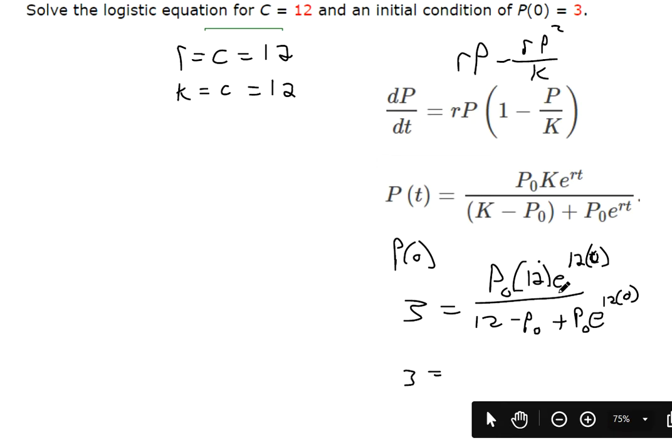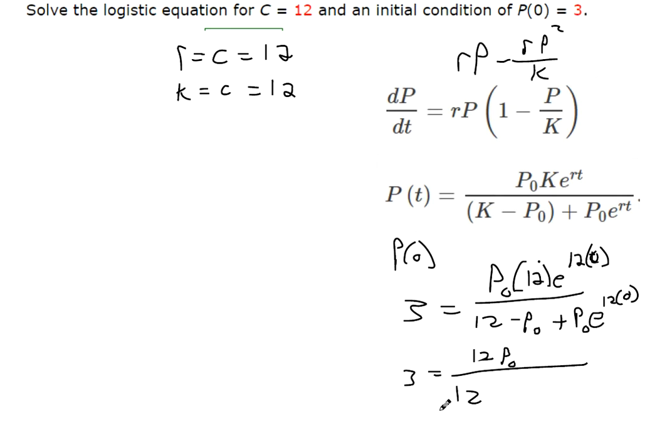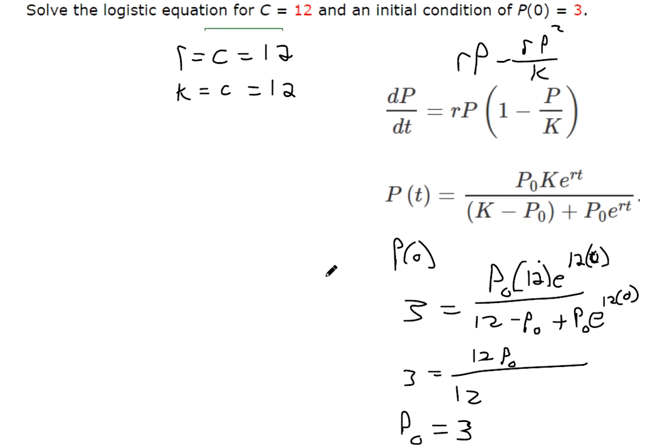Okay, so this is 1 because it's to the 0 power, so this is 12 p sub 0. And in the denominator here we have 12. Look, this is 1, so this is negative p sub 0 plus p sub 0, so that's just 12. So we just found out the initial value of the population is 3. So now we can answer the question. We have p sub 0 is 3.